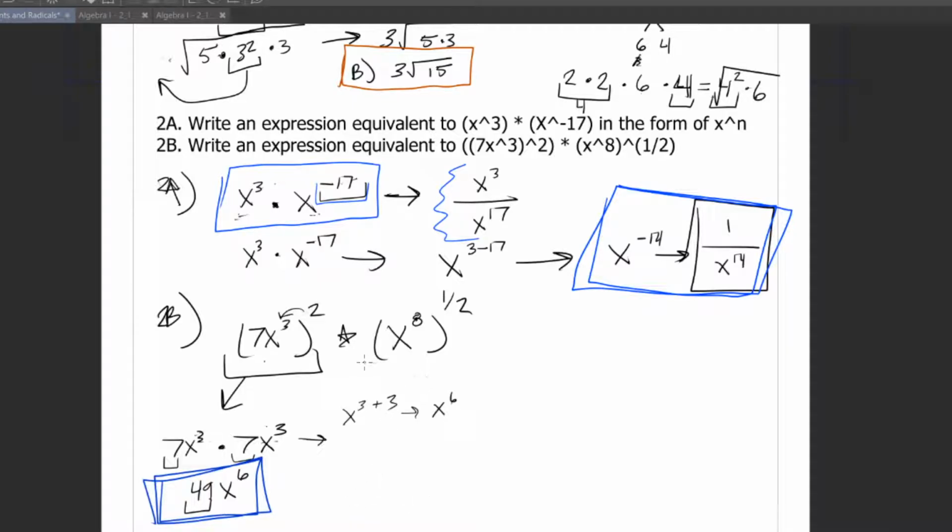And then I almost forgot this second part. Second thing here, whenever you're going from this out here into here, you're actually multiplying. So it's an exponent to an exponent. So in this case, it would be 8 times 1/2, right? So this would be x to the 4, right?